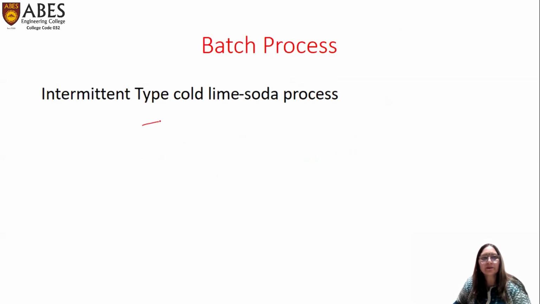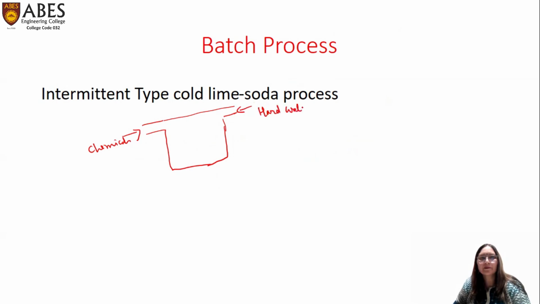This is the diagram for the intermittent process. Here we have two inlets, one for chemicals, second for hard water. And this is the outlet for soft water.